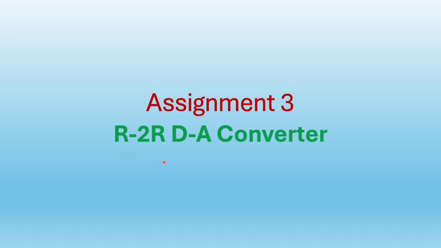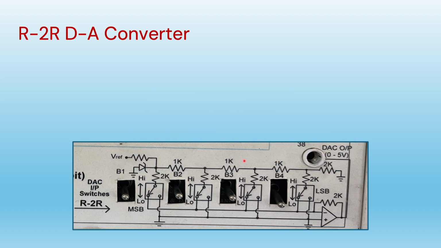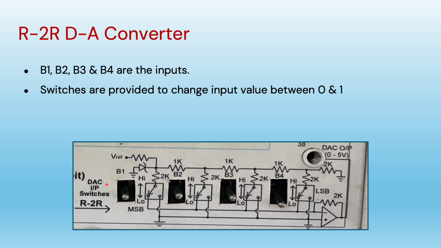The network which is used for conversion is the R-2R ladder network. You can observe here the R-2R ladder network where R value is 1K and 2R value is 2K. These B1, B2, B3 and B4 are the input digits. It has high value and low value. So when the switch is at this position, it is giving 0 input, and when the switch is changed to another position, it gives 1 input. Thus these switches apply 0 or 1 input to this circuit.